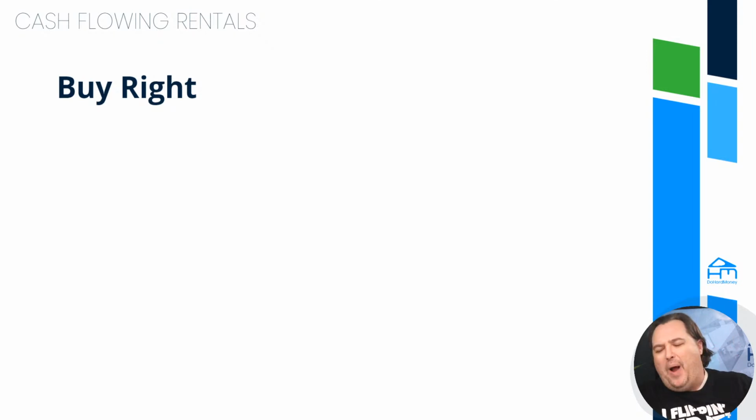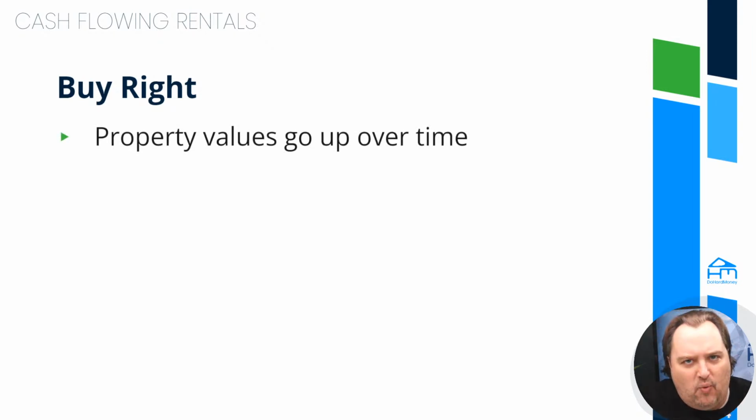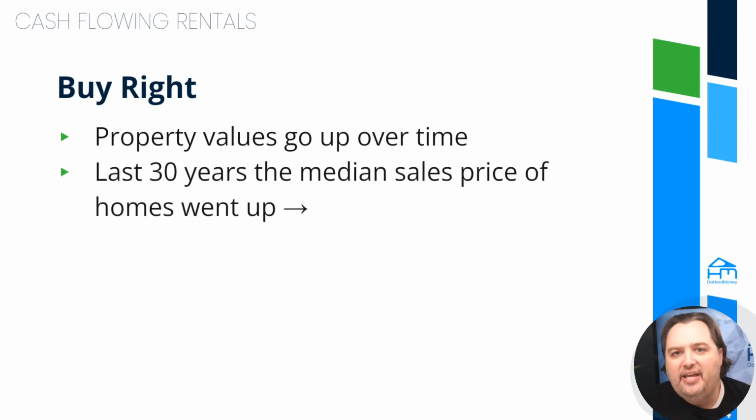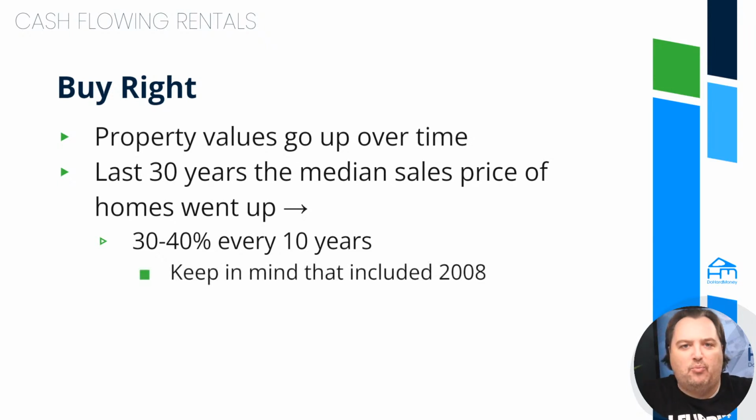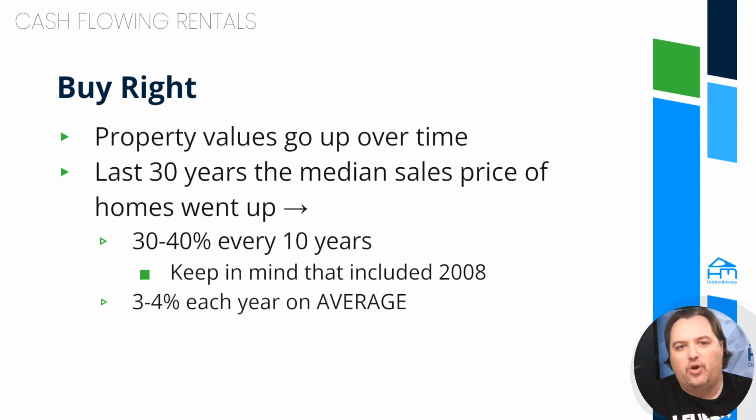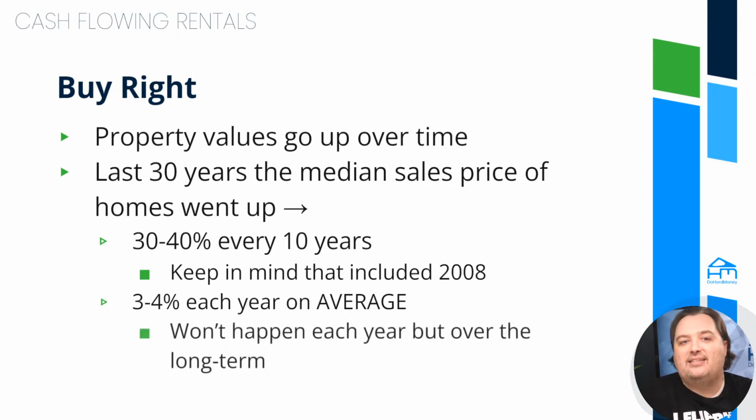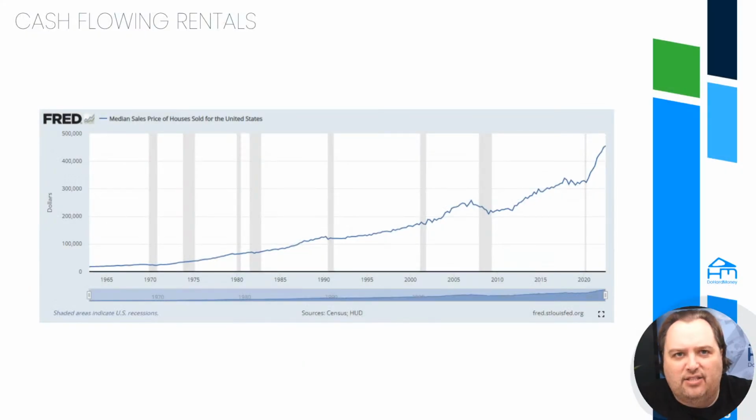First off, let's talk about buying right. How do I actually make sure I buy this property right? Well, property values go up over time. They just do. Over the last 30 years, the median sales price went up 30 to 40% every 10 years. And keep in mind, that even included 2008, where we had a major price correction, and we still saw values going up 30 to 40%. So each year on average, values are going up 3 to 4%. It's not going to happen every single year, but if you take a 10-year perspective, you are going to see it going up.